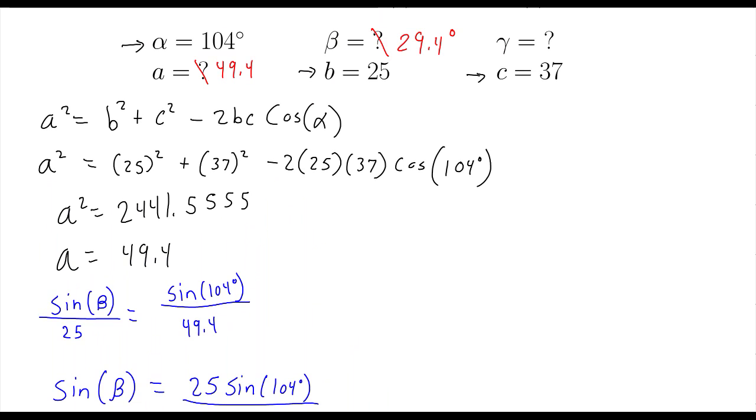Now finally we can find gamma. Gamma is just going to be 180 minus 104 minus 29.4, which is 46.6 degrees.